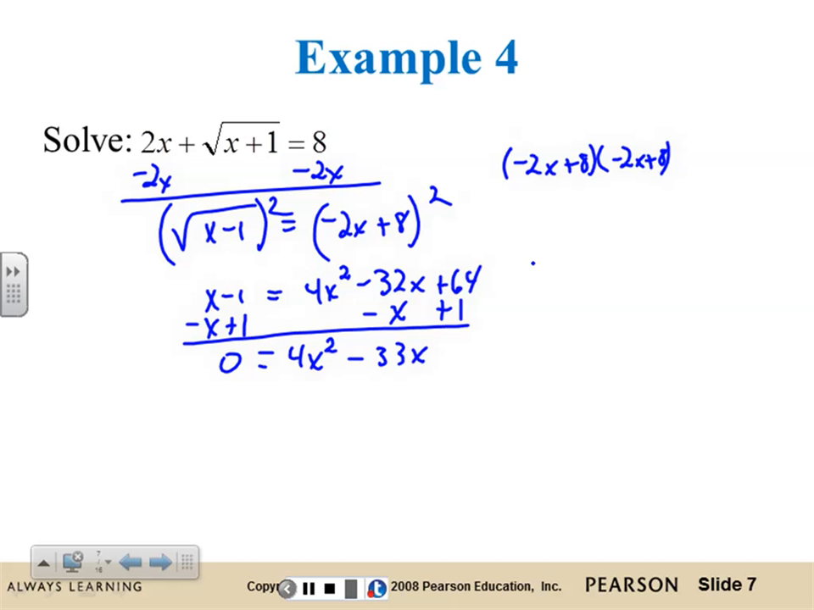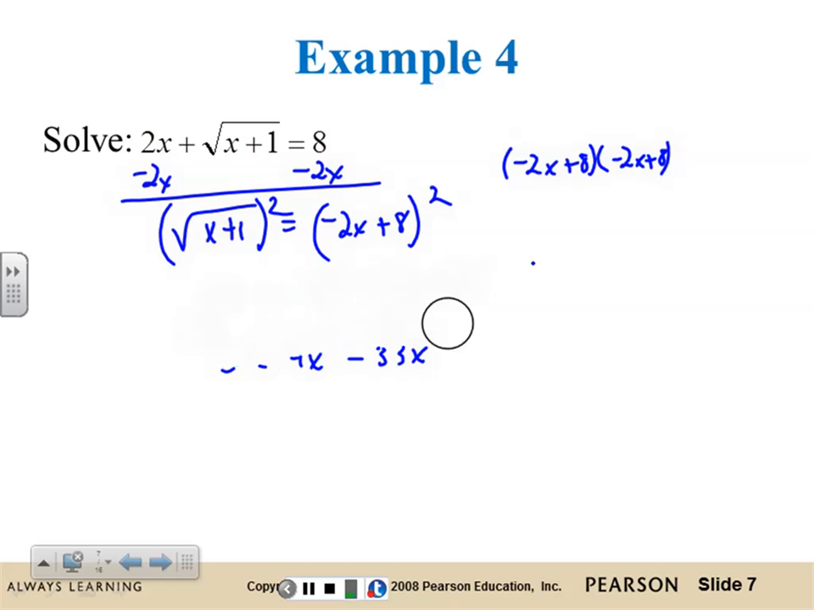Oh, I missed a sign here, sorry. I knew that wasn't right, so we're going to add, and then this will be minus 1 and minus. Sorry about that. Let's go back here.